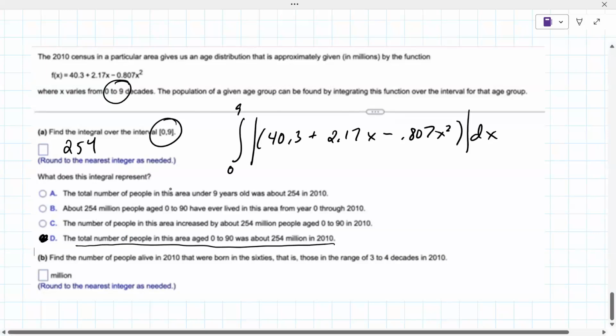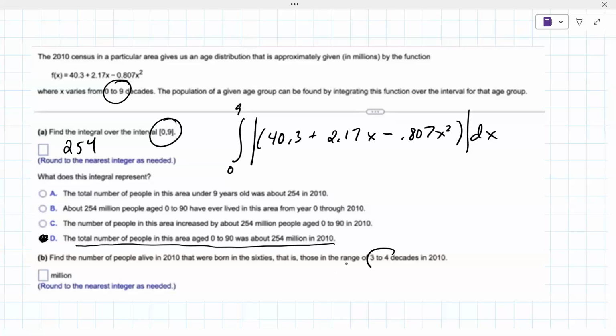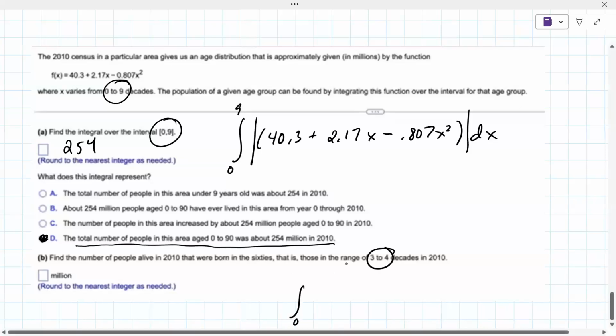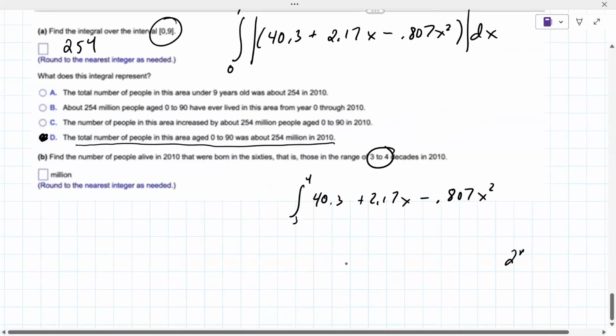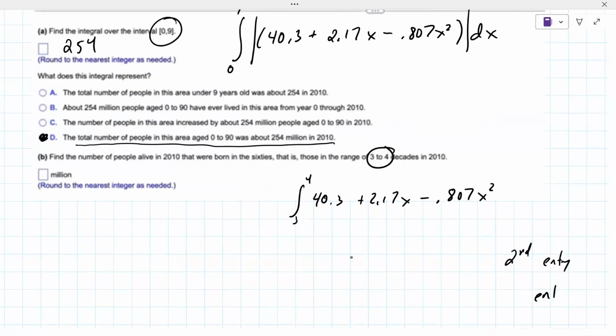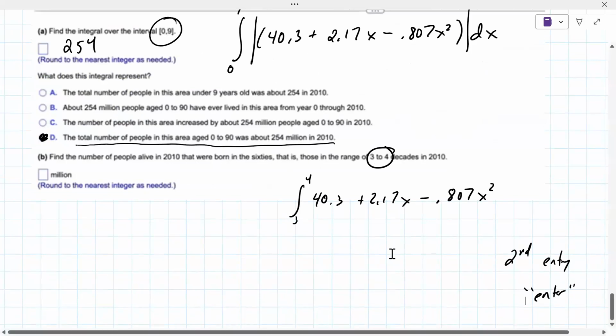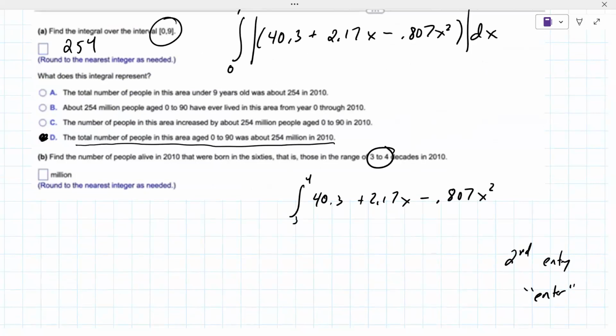Part B says find the number of people who are alive because they were born in the 60s, that is, those in the range of 3 to 4. So that's the same thing we just did. It's the integral from 3 to 4 instead of 0 to 9, of 40.3 plus 2.17x minus 0.807x squared. You can use second entry, which is enter above enter, to recall the previous line, and that might make it easier to edit rather than retyping it.